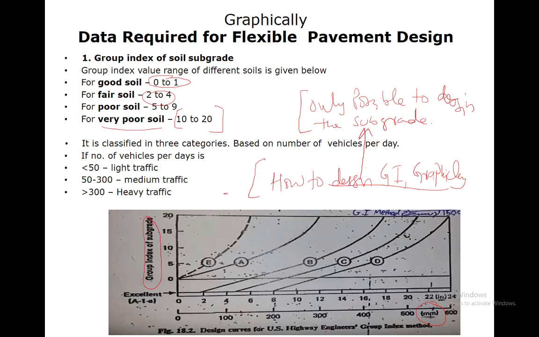So from here you can derive if the value is excellent or not. Okay, so above we have the group index of the subgrade. Below is basically the recommended subgrade thickness, that is, how much subgrade thickness it should have.